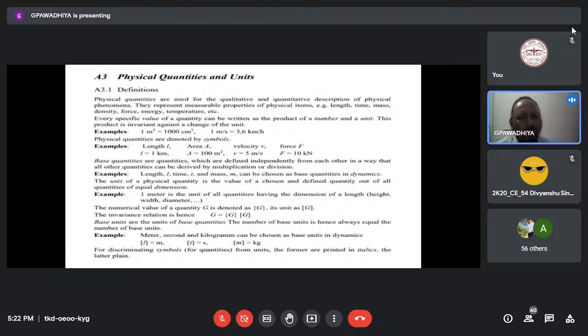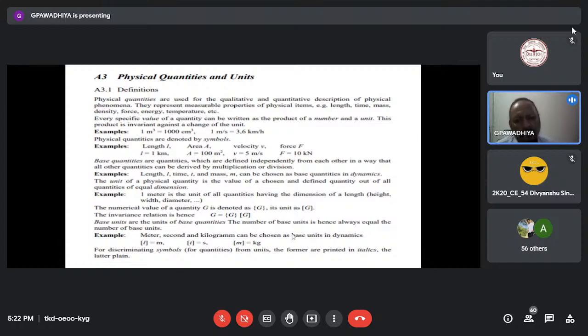Say volume 1 meter cube, velocity 1 meter per second, speed say 1 meter per second. So these are the physical quantities you have studied already. Then here we define a physical quantity. The invariance relation is like this. If G is a physical quantity, G in curly brackets is the numerical value and G in square brackets is the unit.